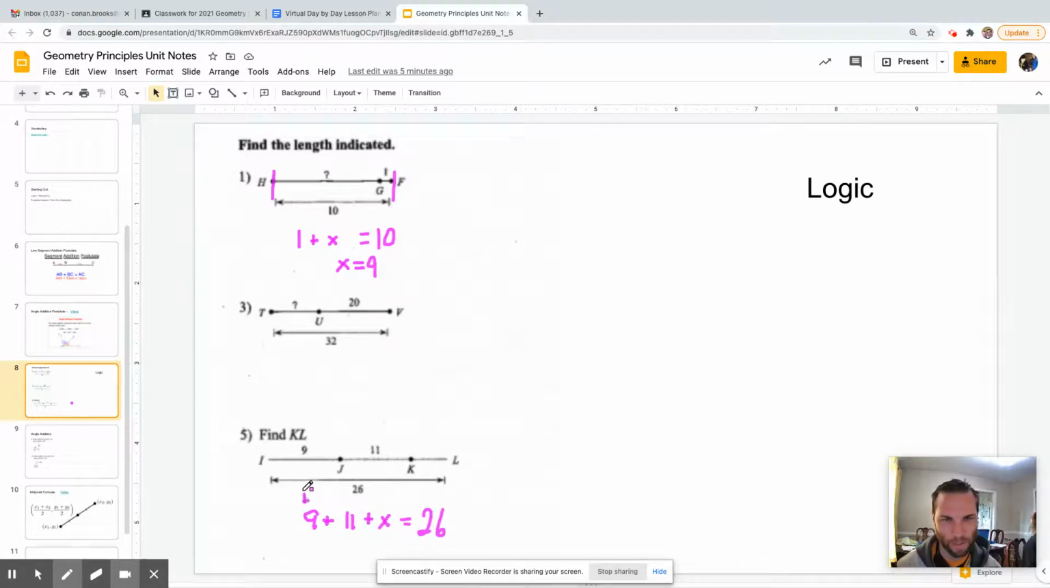You can rewrite this. I mean, from the notes, this is IJ plus JK, but you get some funny line segment names or angle names. I've had a lot of people make some good jokes about these. Plus KL is equal to IL, right? And so this becomes 20 plus X is equal to 26. And from there, X equals 6. Okay? All right.